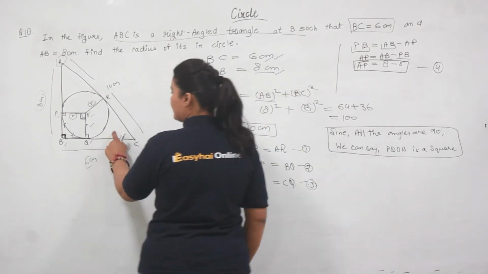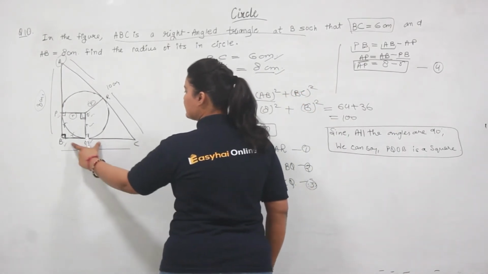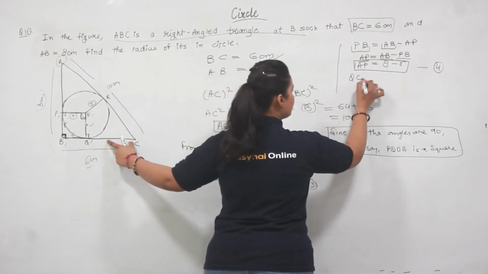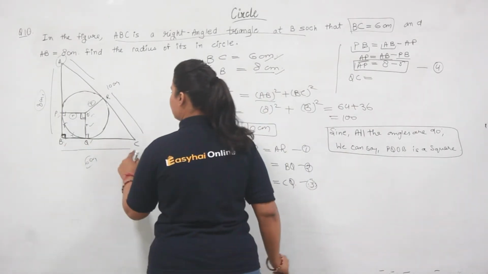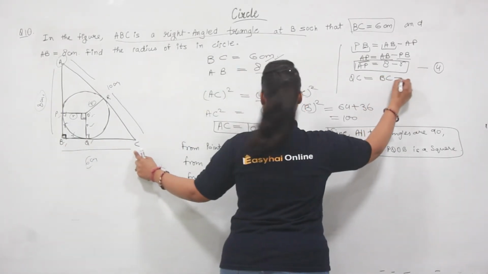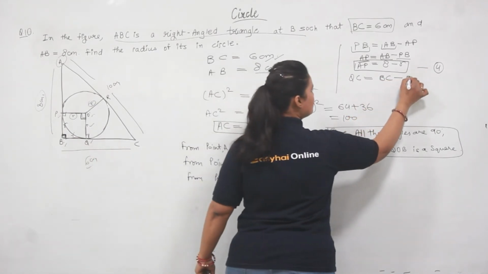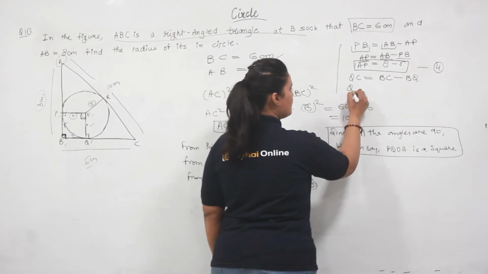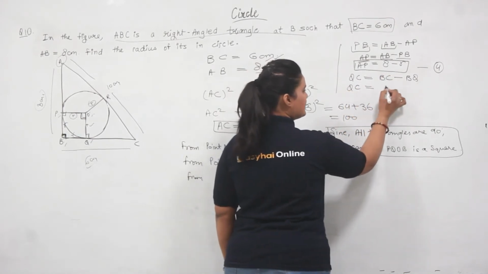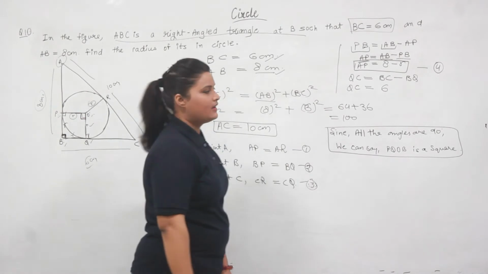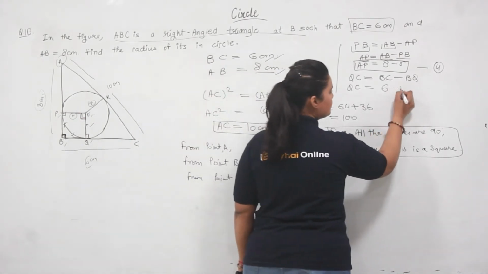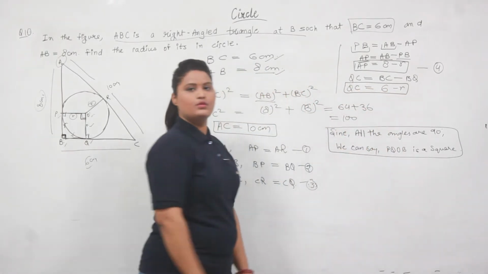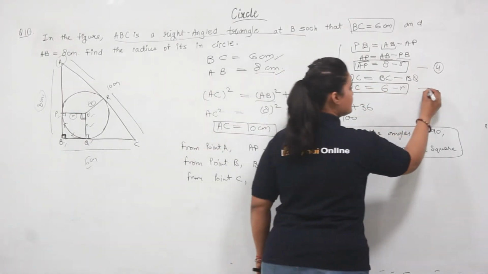Similarly, on this side, when I take the side BC, I will see that QC will be equal to BC minus BQ. Correct? Now QC is equals to, BC is what? 6 centimeter, it is given, and BQ is what? Is equals to R. Now I can say QC is equals to 6 minus R. This is my equation 5.